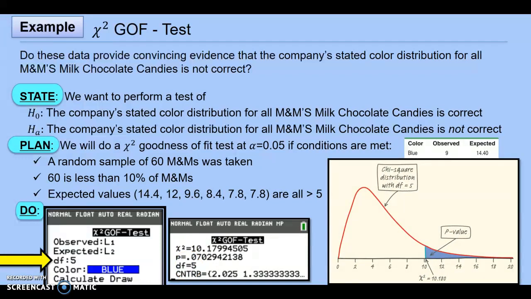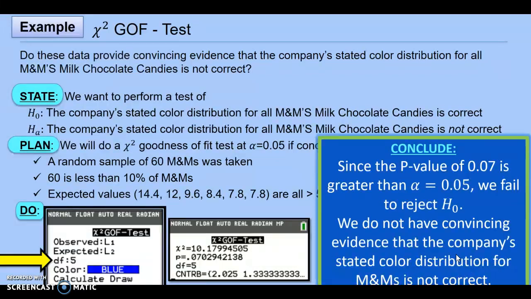Okay, so on a chart, here's what it looks like. Remember, we're working with skewed to the right, chi-squared. That's the way that the graphs look. So our test statistic falls roughly right here, which means this area is our p-value. And then after we get all of this information, we have to make our conclusion. So again, you test your p-value against your significance level. And since our p-value is greater than our significance level, we fail to reject our null. So we do not have convincing evidence that the company's stated color distribution for M&Ms is not correct, okay, because that's not supporting us.